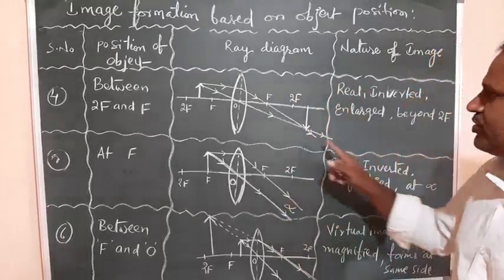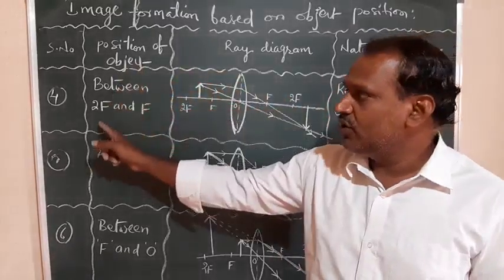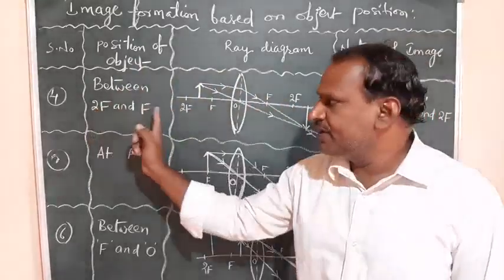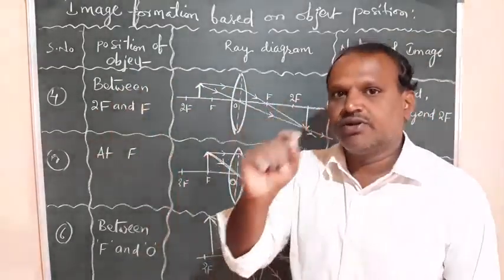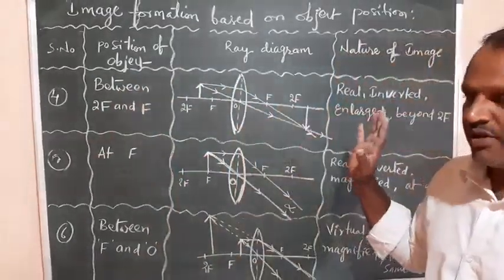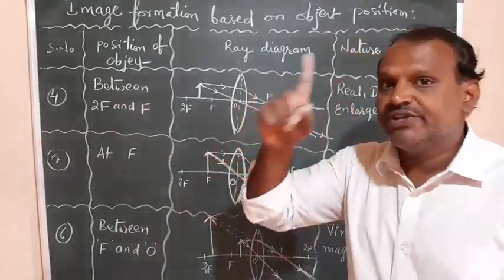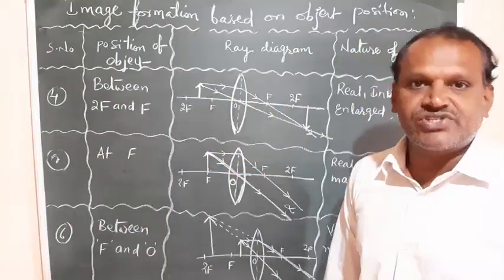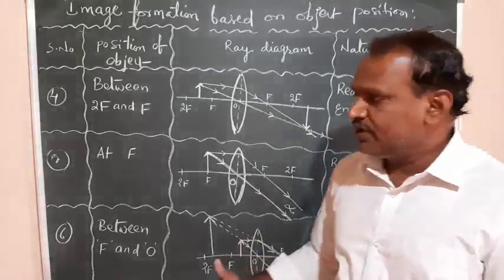That is what is called the fourth case, whenever the object is kept between f and 2f, the image will form like this, right? It is for which lens? It is for a convex lens. We are discussing all these cases. Now we go for the fifth case.